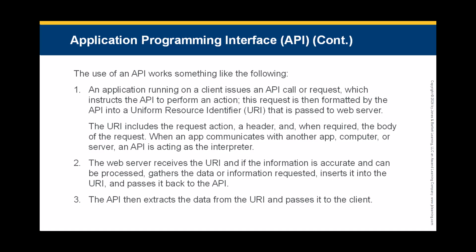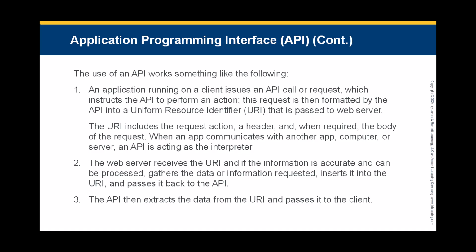At this point, the API is acting as an interpreter, translating the client's request into a format the server understands. Now let's move to step 2. The web server receives the URI and evaluates it. If the request is valid, authorized, and can be processed, the server gathers the requested data. This may involve querying a database, calling another service, or performing business logic. Once the data is collected, it is packaged into a response and sent back through the API.